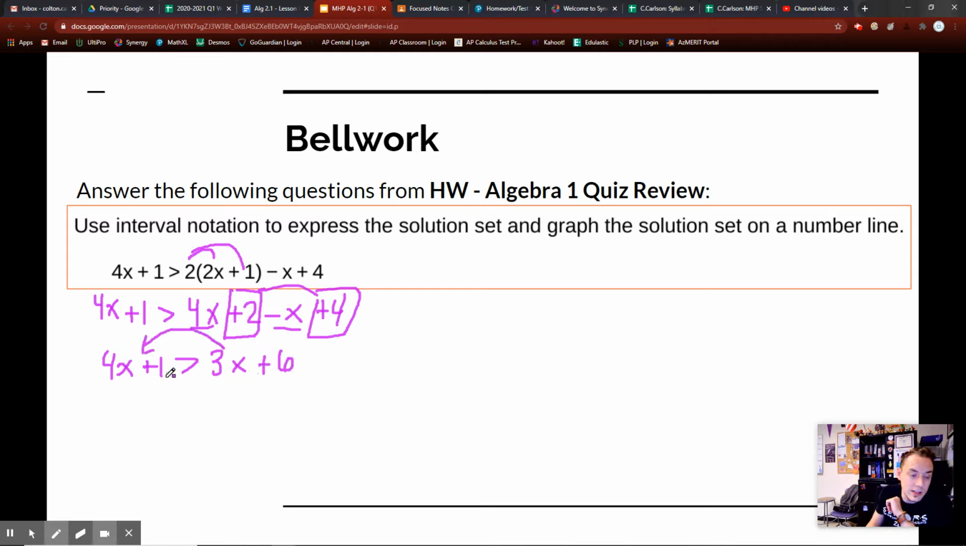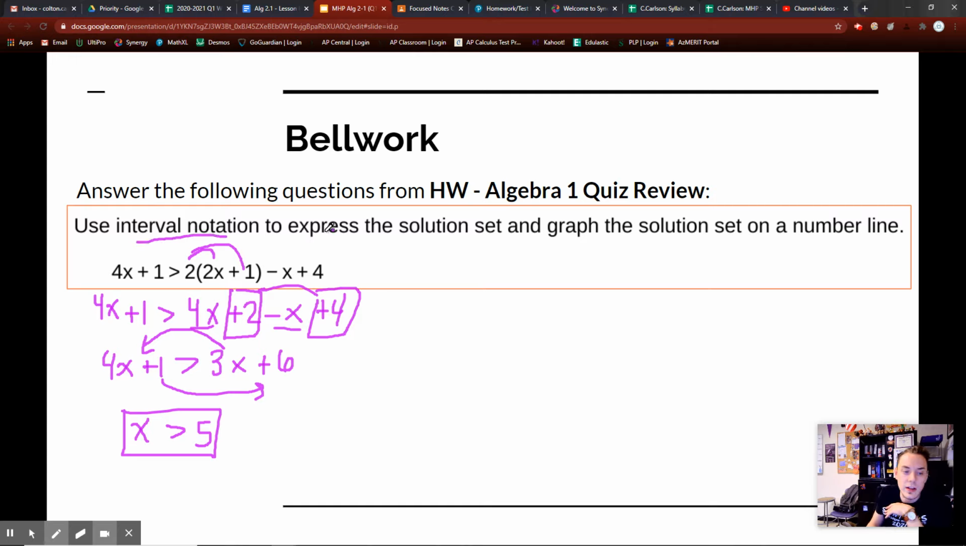Now I can subtract the 6 over, I can subtract the 1 over. If I subtract the 3x over, I get x. If I subtract the 1 over, I get 5. Notice how the sign doesn't change? Because I didn't divide by a negative or multiply by a negative.